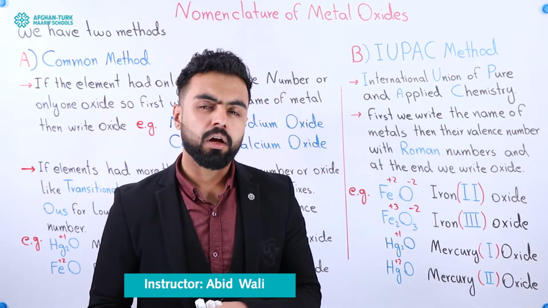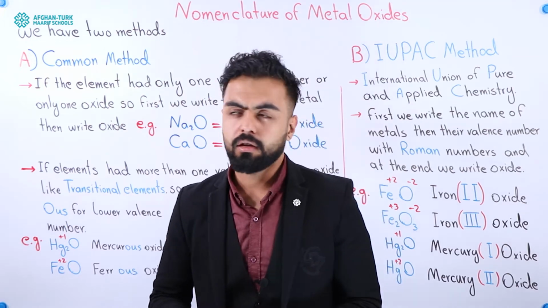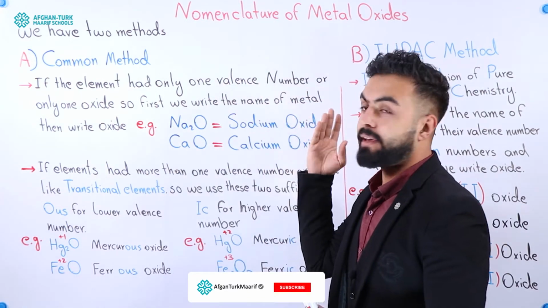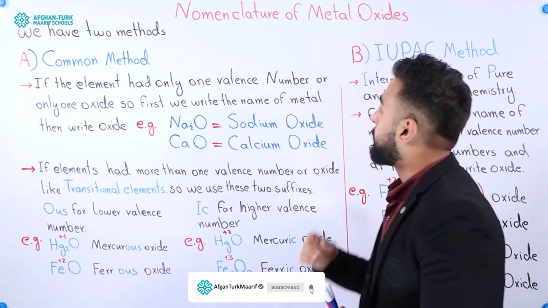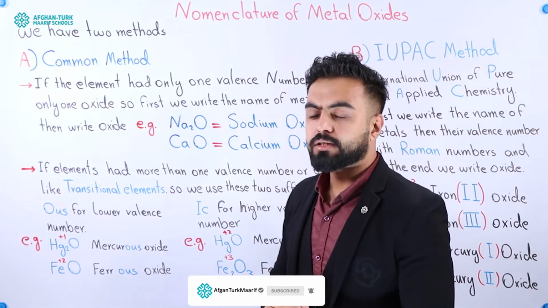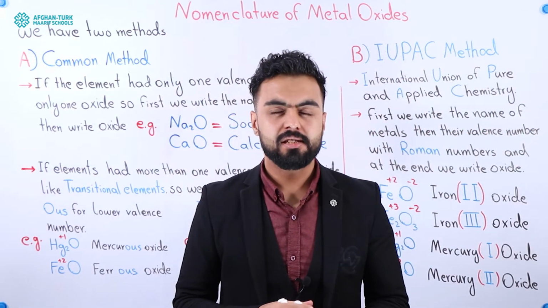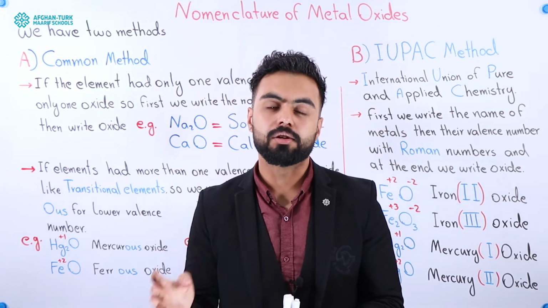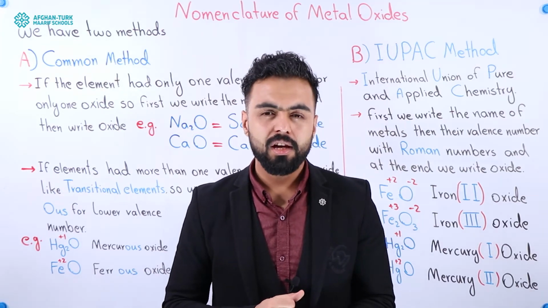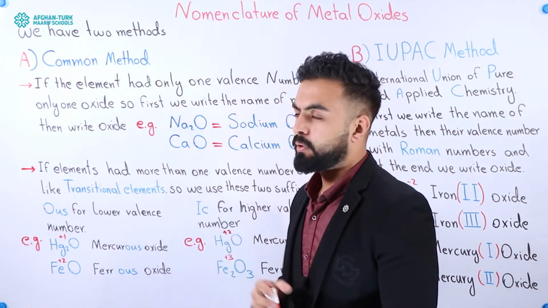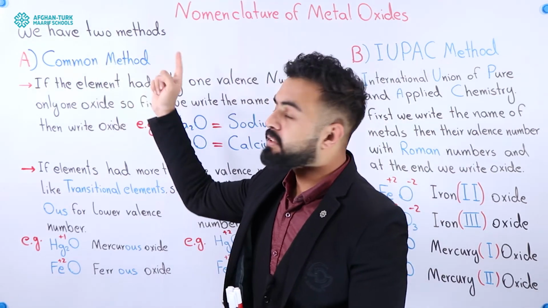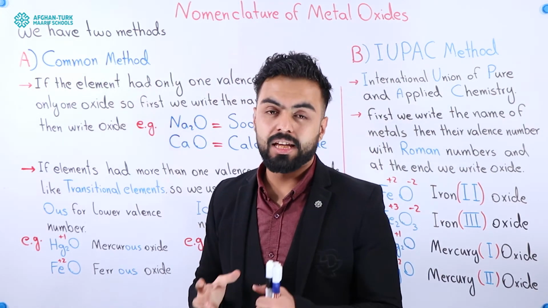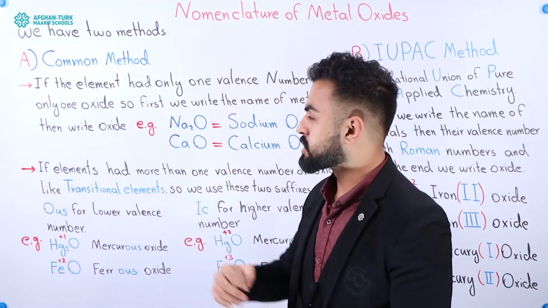Today we are going to start a new topic called Nomenclature of the Metal Oxides. We have studied in previous lessons about oxides and the nomenclature of non-metal oxides. Today we are going to start with this. We have two methods to name these compounds, or these oxides.